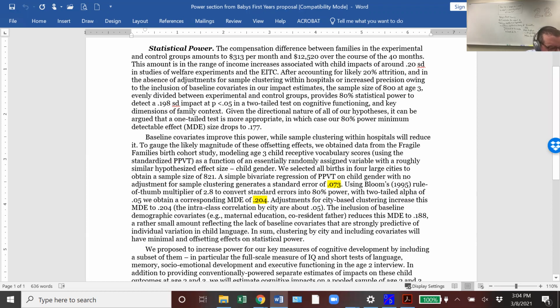And in fact, you gain a little bit, from 0.20 to 0.188, not very much. So, in the experiment, we've got these baseline covariates, so we're going to have a little bit more power from them, but it's not a big deal. Nor is the clustering of kids within hospitals a very big deal. So what you get out of GPower in this case is a very good guide to what our minimum detectable effect size should be.